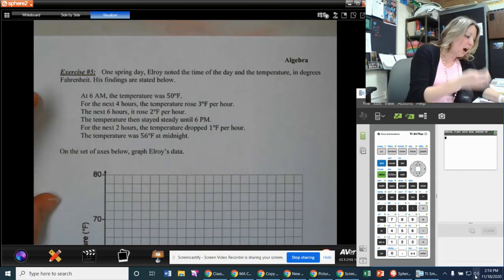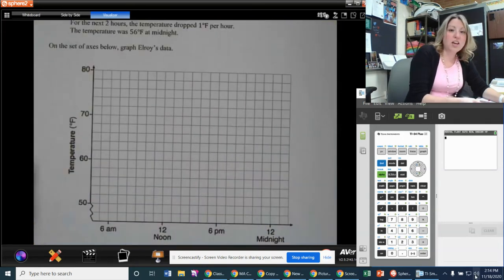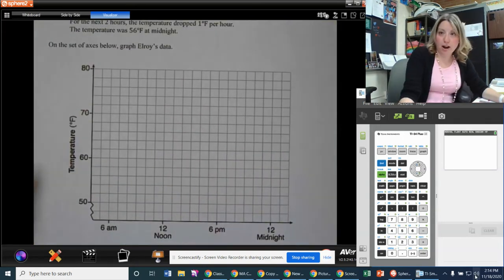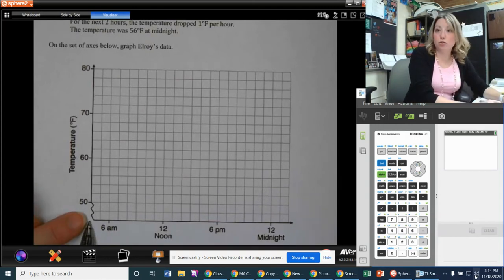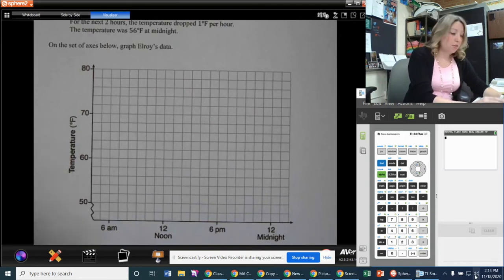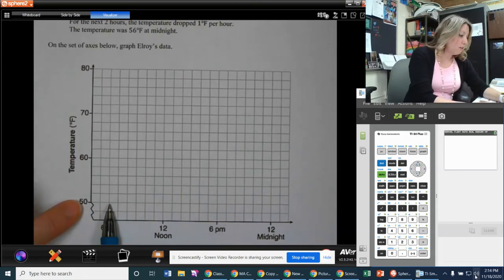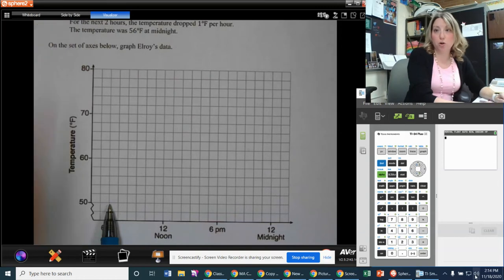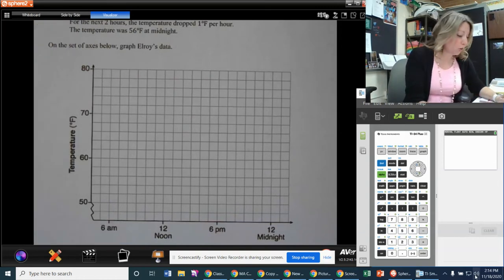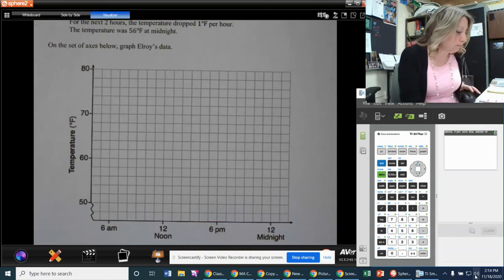All right, on the set of axes below, graph Elroy's data, and look at this. They gave you a labeled graph, right? They scaled this, they labeled it, they're telling you what to do. They even put their own break in here so you don't have to worry about it. So they're not starting you at 0, 0 for temperature and time. They're starting you when they want to at the 6 a.m. mark and 50 degrees. So see, they did that for you on purpose, which was really nice of them. Okay, nice of the Regents exam to do that.